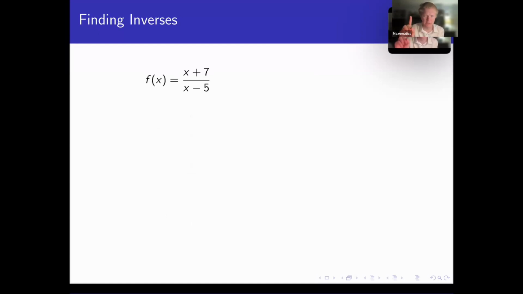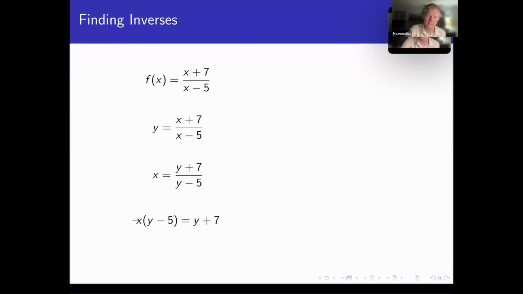That's fine. Step 1, switch f of x to y. Step 2, switch x and y. But this time, we're going to switch it twice, right? X appears twice, y is going to now appear twice. All right, well, kind of an issue. We got multiple y's to deal with. Let's start by multiplying both sides by y minus 5.